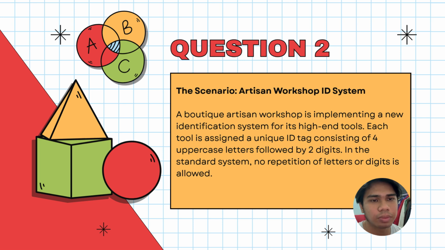So for part A, question 2, the scenario that I made is the Artisan Workshop ID system. Artisan Workshop is a boutique that is implementing a new identification system for its high-end tools. Each tool is assigned a unique ID tag consisting of 4 uppercase letters followed by 2 digits. In the standard system, no repetition of letters or digits is allowed.